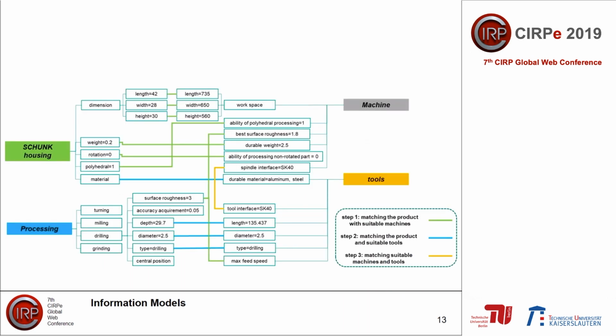Here we can see how this matching process between the product and the processing, as well as the machines and tools, looks like in a little more detail. In green, we have the dependencies for the finding of a suitable machine. The blue connections are the dependencies of finding the suitable tools. And in yellow, we guarantee that the machines and tools are compatible and use the same interface.